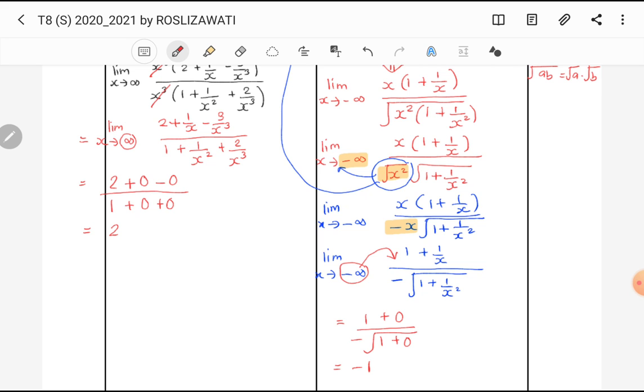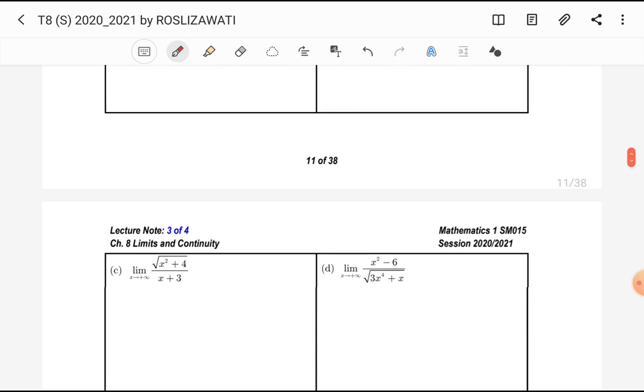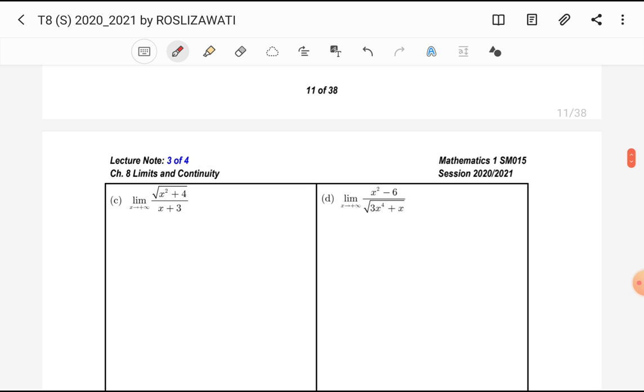Okay, boleh faham ke setakat ini? Boleh ya? Very good. Okay, so kita sambung on next page, part C.